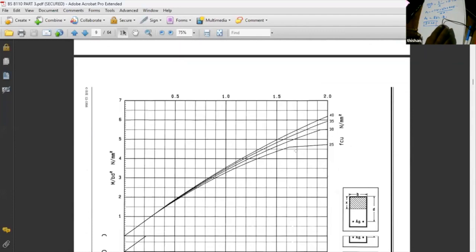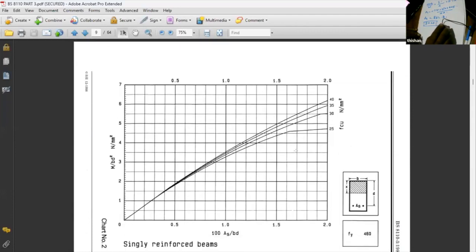Are you familiar with this chart? Singly reinforced, BS 8110 chart number 2. I'm sure you are all familiar. You can see M over b d squared against 100 A_s over b d. When M over b d squared is 2, what is 100 A_s over b d? Not 0.5, it's about 0.552.